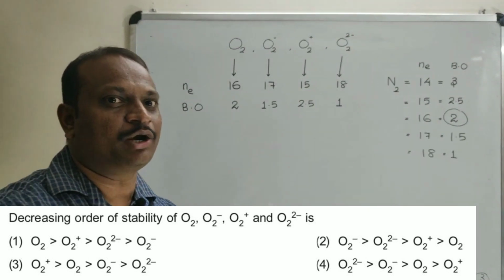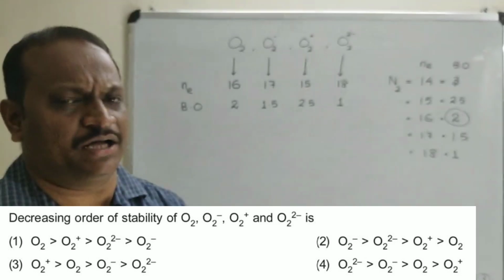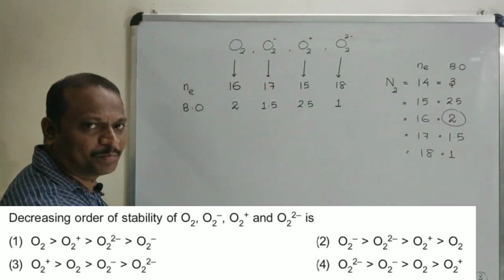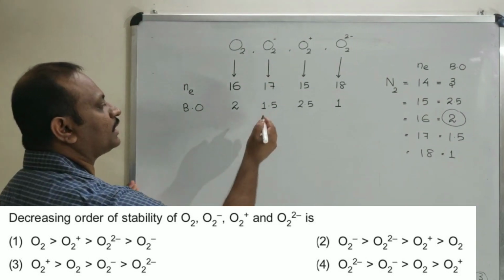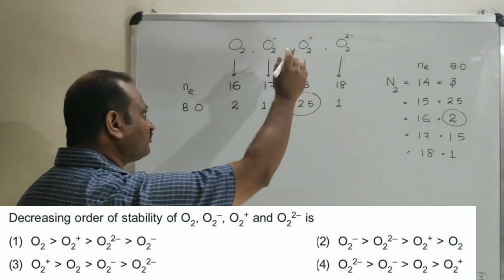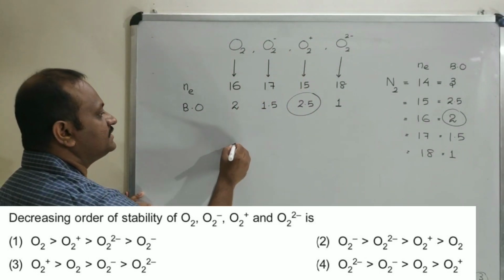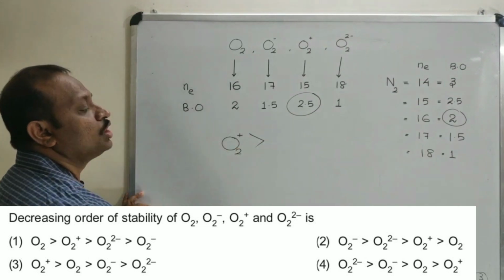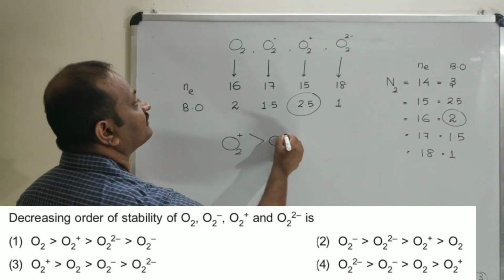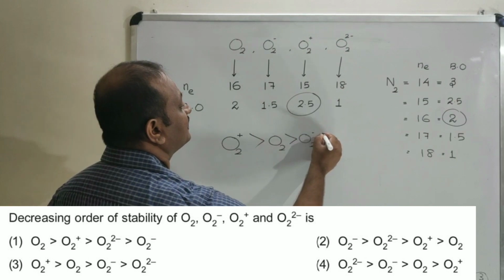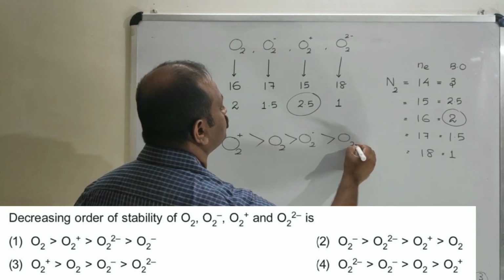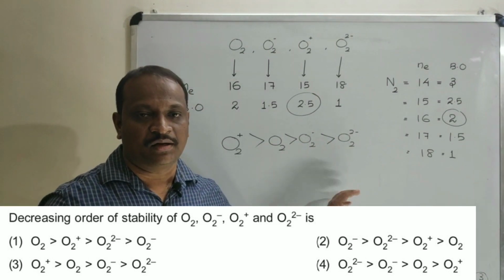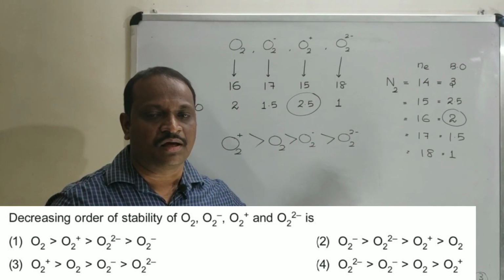Whenever you have a higher bond order, its stability is higher. So who has the higher bond order? Definitely O2 plus has the highest bond order, highest stability. So I am writing O2 plus, next O2, next O2 minus, and next O2 2 minus. This is the correct order of stability. Hence, the right answer in the options is 3.